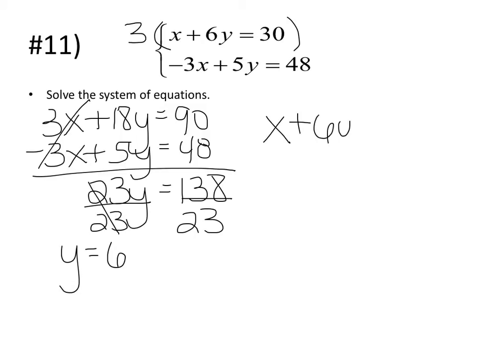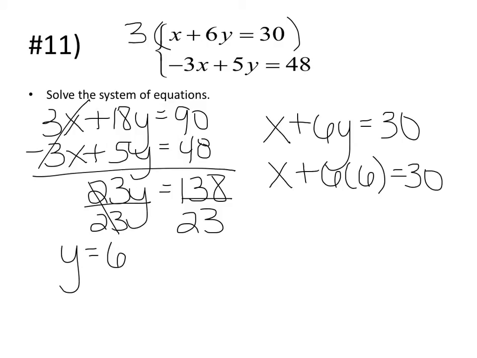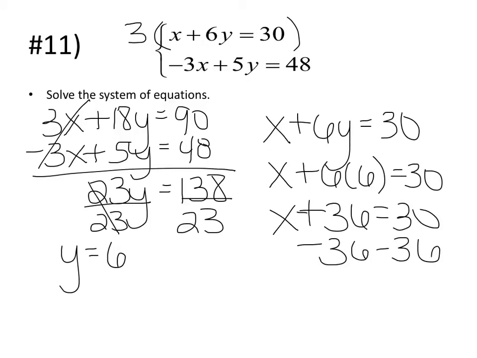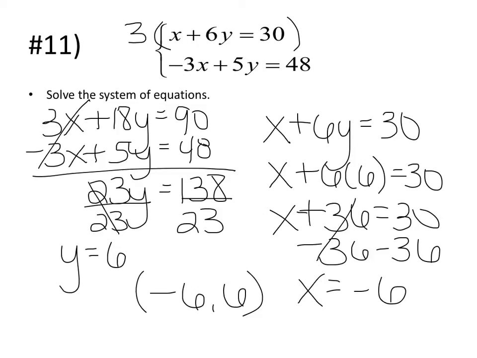I'm going to use x plus 6y equals 30. So x plus 6 times 6 equals 30. x plus 36 equals 30. Subtract 36 from both sides. You get x equals negative 6. So my ordered pair is negative 6, 6.